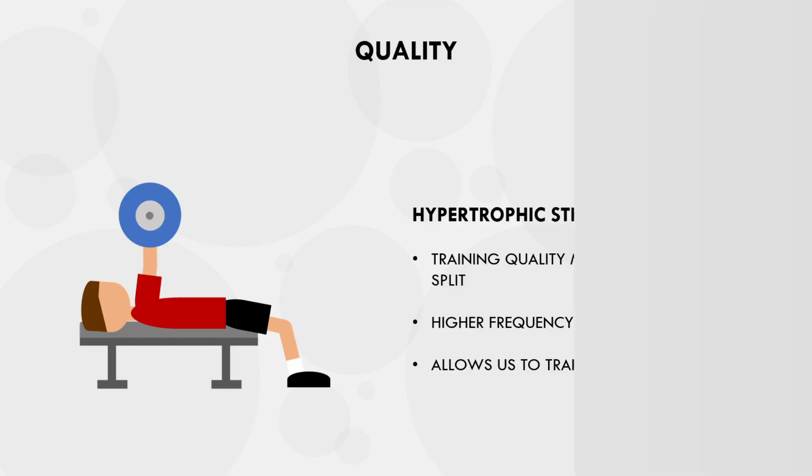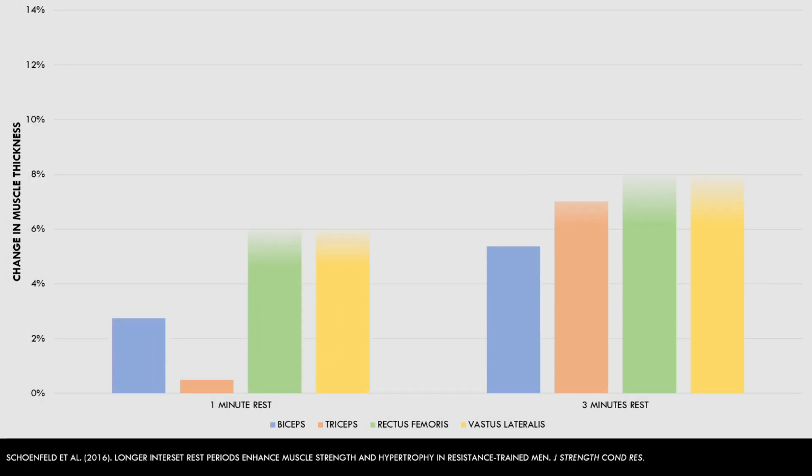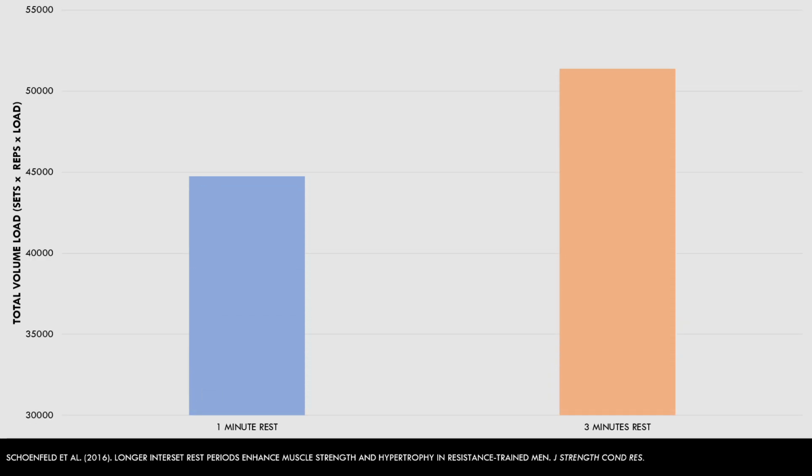For example, this idea can be seen in this study, which compared training with 1 versus 3 minutes of interset rest. As we can see, the group implementing longer rest periods experienced greater muscle growth compared with a short rest group for all muscles measured. This is probably because the long rest group was able to lift with a greater overall volume load. In other words, they were able to lift more weight or perform more repetitions per set on average.